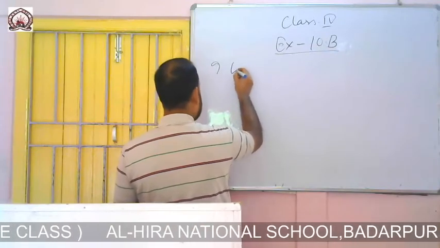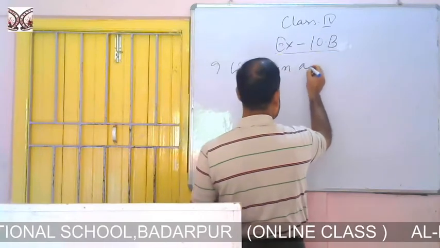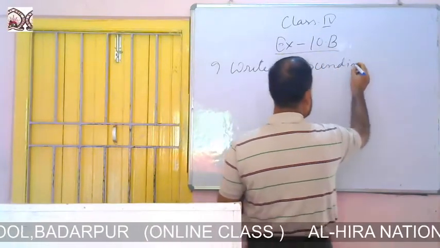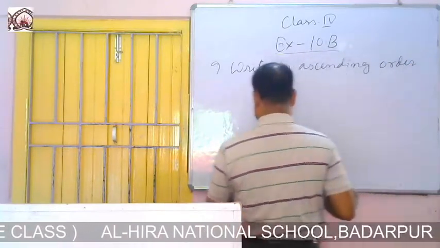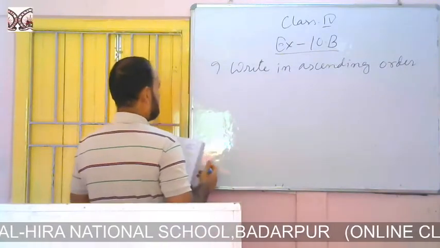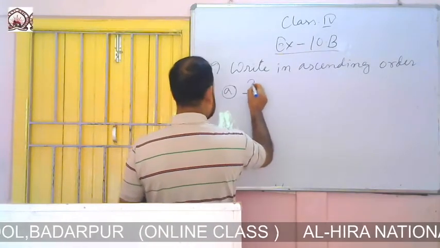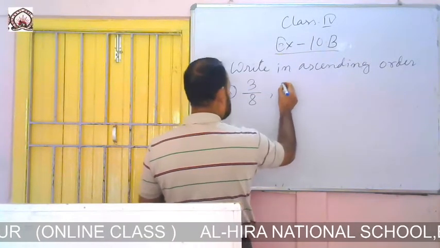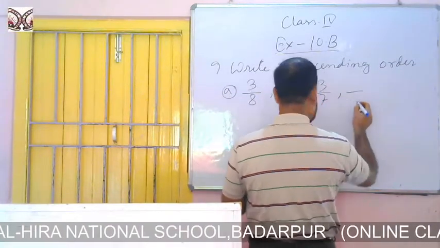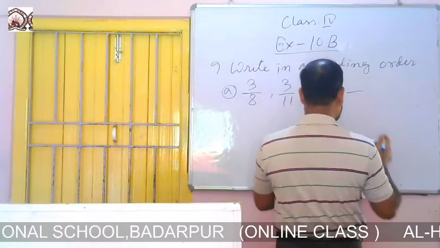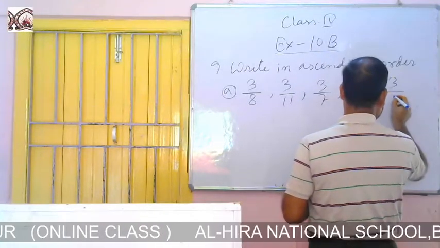Question number 9. Write in ascending order. A: 3 by 8, 3 by 11, 3 by 7, 3 by 10, 3 by 5.